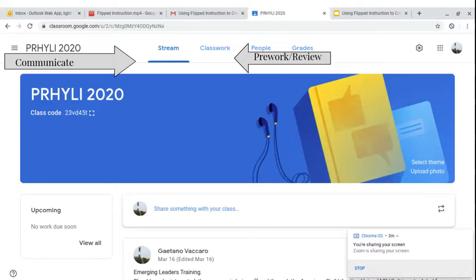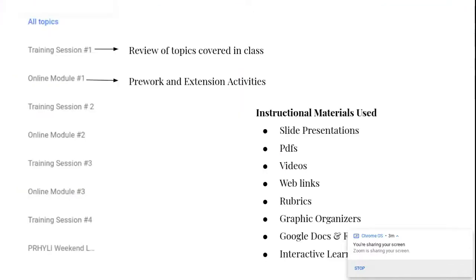And then we also wanted to be able to assign work, whether it was pre-work before coming to see us or an extension and review of what we were going to do. And as Heather mentioned earlier, there's so many other platforms, right? Schoology, Moodle. So this is not about Google Classroom, but just what we used in this platform.